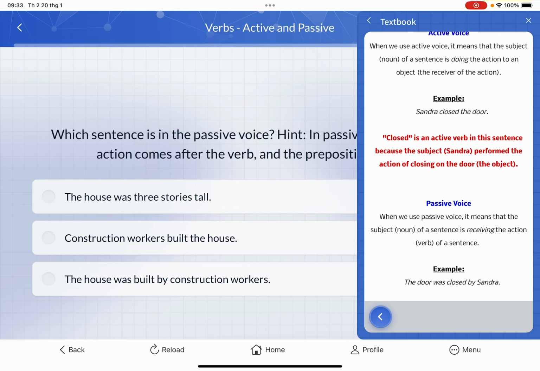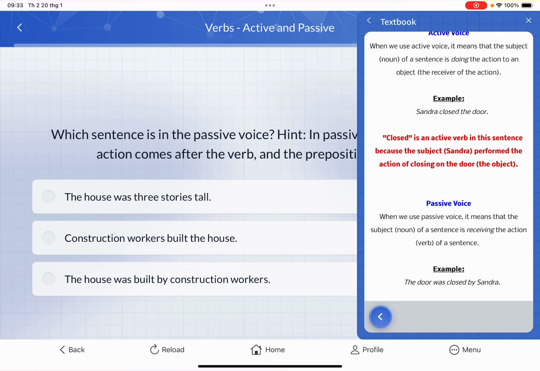But what about passive voice? When you use passive voice, it means the subject or the noun of the sentence is receiving the action, which is the verb of the sentence. An example would be: the door was closed by Sandra. Look at this. You can easily notice that the subject has changed in this version of the sentence. The door, which is the subject, received the action of being closed, which is what makes the sentence an example of passive voice.